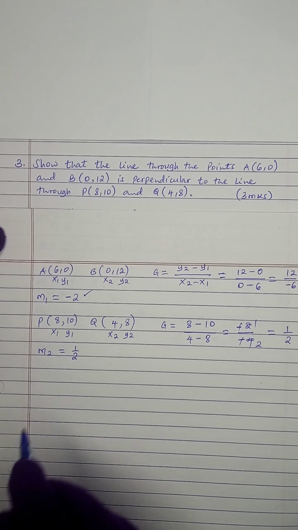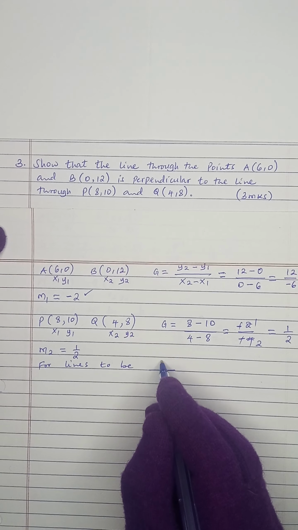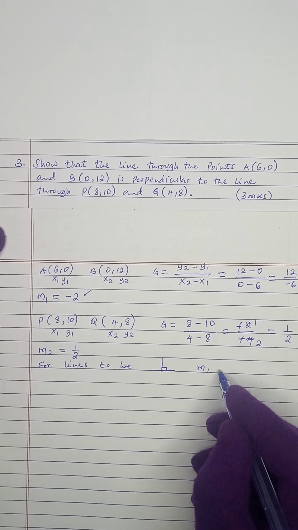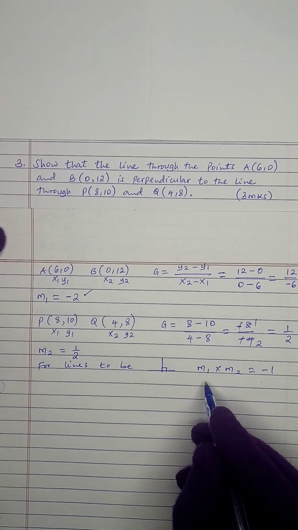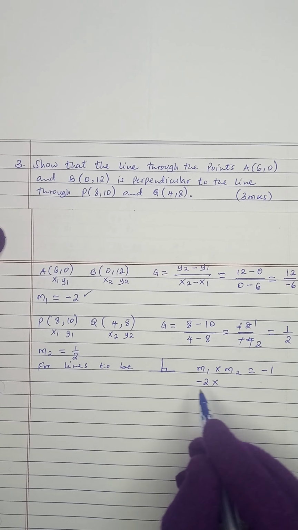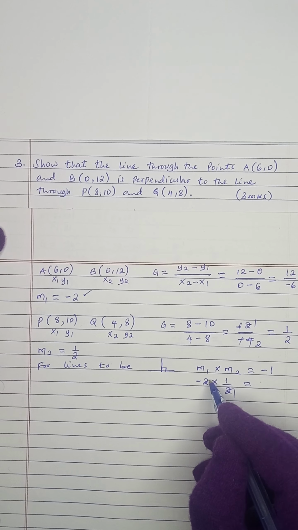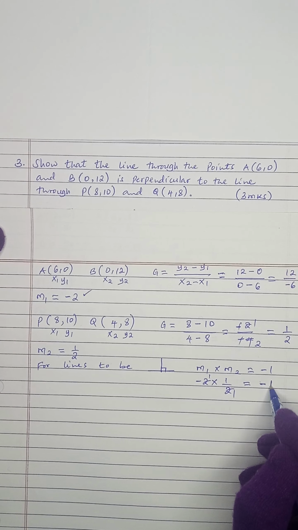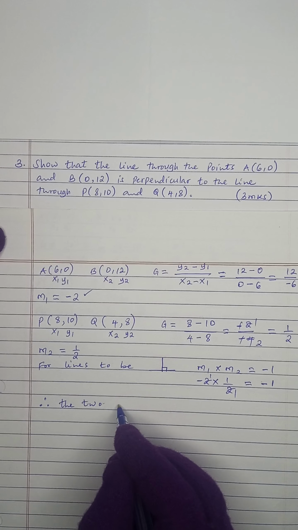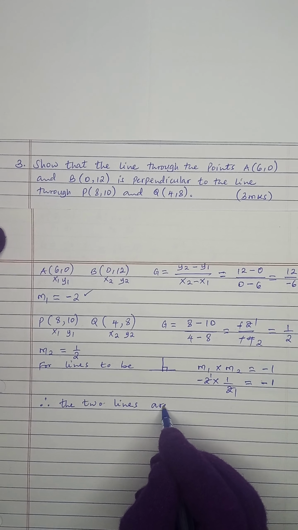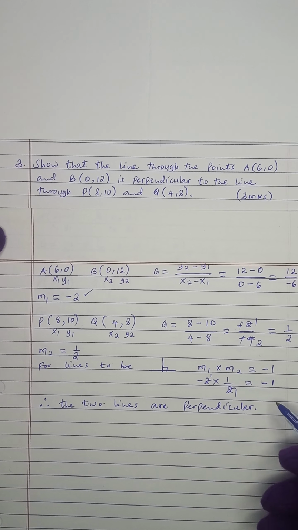Now for lines to be perpendicular, that means the gradient of the first one times the gradient of the second line should be equivalent to -1. So here our first gradient is -2. When you multiply by a half, which is M2, you can see that 2 goes into 2 one time, so -1 times 1 is equal to -1. So therefore, the two lines are perpendicular. We have proved it because the product of their gradients is -1.